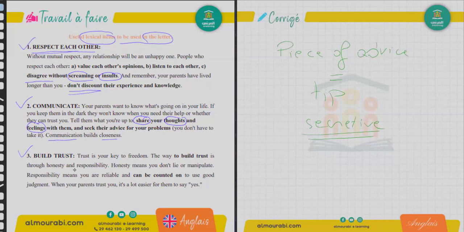Responsibility means you are really reliable, able and can be counted on to use good judgment. Judgment, missing E here. When your parents trust you, it's easier for them to say yes.